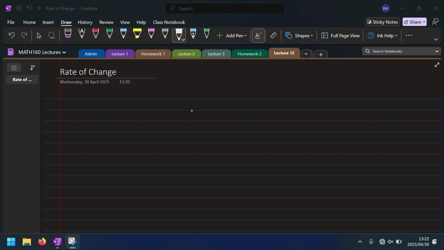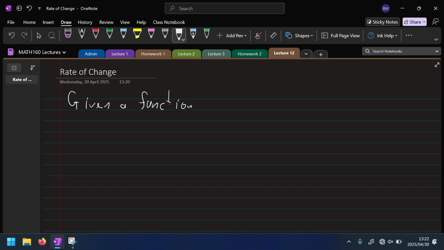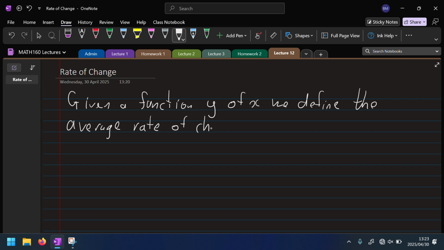So we start off with a couple definitions. Given a function y of x, we define the average rate of change. Okay, so average rate of change, that will be delta y over delta x.